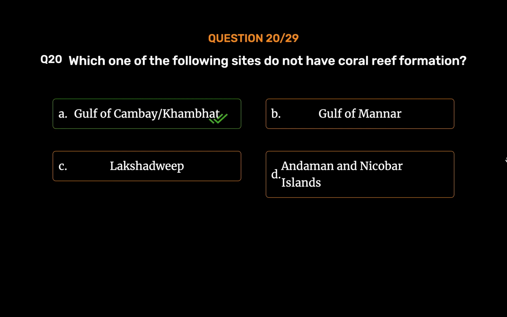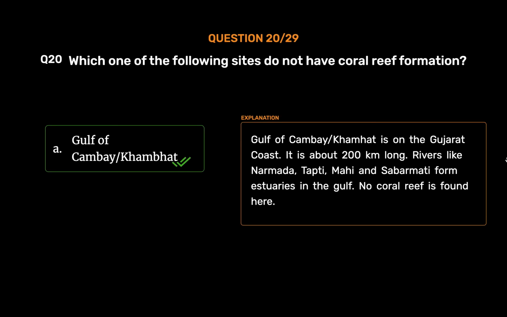Gulf of Cambay/Khambhat. Gulf of Cambay/Khambhat is on the Gujarat coast. It is about 200 kilometers long. Rivers like Narmada, Tapti, Mahi and Sabarmati form estuaries in the Gulf. No coral reef is found here.